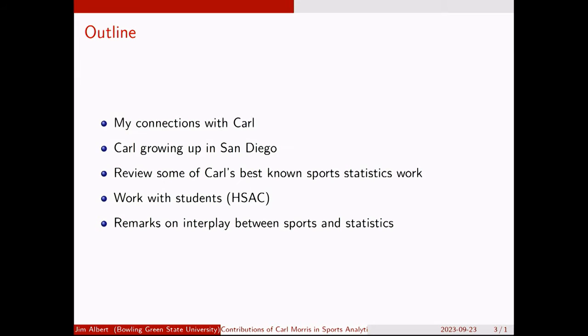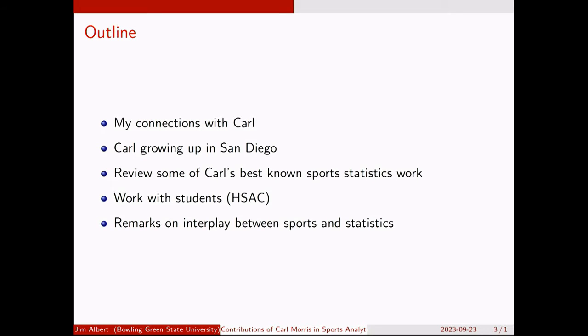I'll first give you some background about how I know Carl over the years. Carl grew up in San Diego, and he started becoming interested in sports there, so I'll talk about that. I'll give you an overview of Carl's best-known works in sports, and I want to focus a lot on his work with students through the Harvard Sports Analysts Collaborative. He also made a lot of interesting comments about the interplay between sports and statistics. I had the opportunity to interview him for a Chance article a number of years ago, so he talks about that interplay.